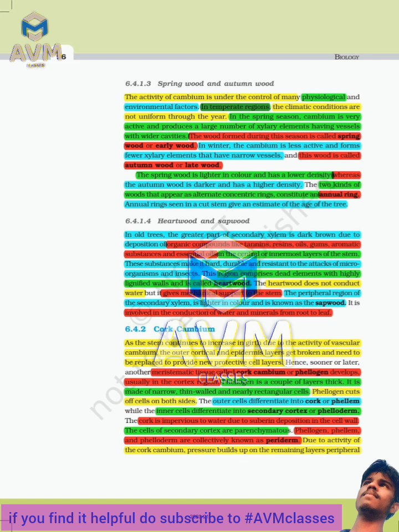In winter, the cambium is less active and forms fewer xylary elements that have narrow vessels, and this wood is called autumn wood or late wood. The spring wood is lighter in color and has a lower density, whereas the autumn wood is darker and has a higher density. The two kinds of woods that appear as alternate concentric rings constitute an annual ring. Annual rings seen in a cut stem give an estimate of the age of the tree.